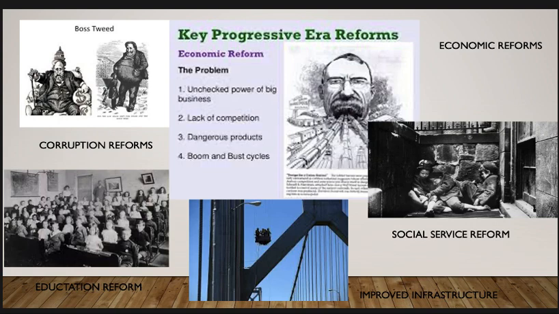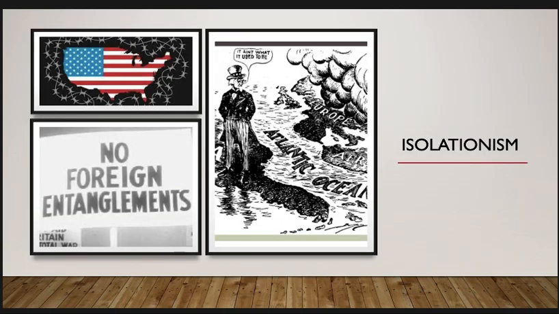Okay, now, so that's domestically. What's going on in America? Like this is some of the ideas that are being created at home. Right? When it comes to how we're dealing with foreign nations, we're kind of looking inward and not looking outward. And that is called isolationism.